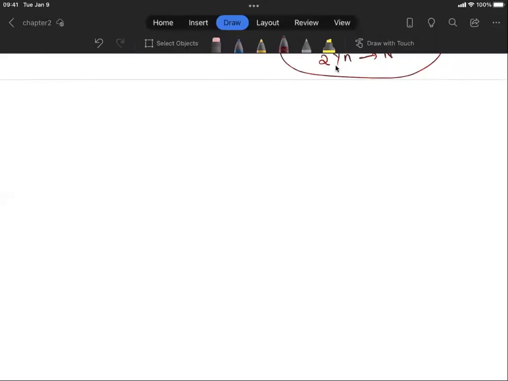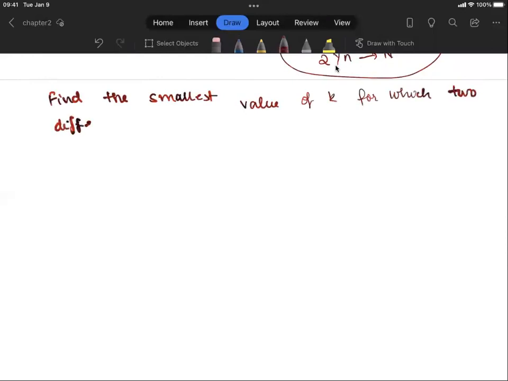Now let's move on to the second part. Find the smallest value of k for which two different delta n values give the same emission frequency.